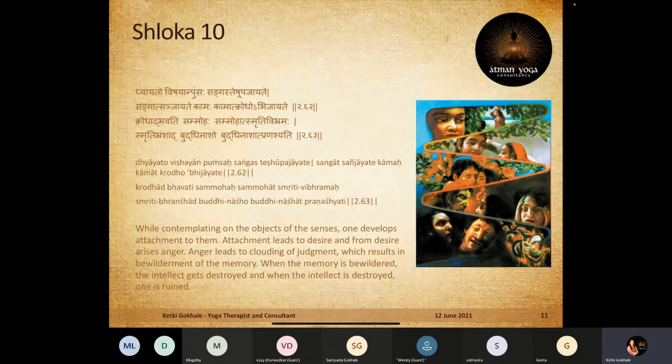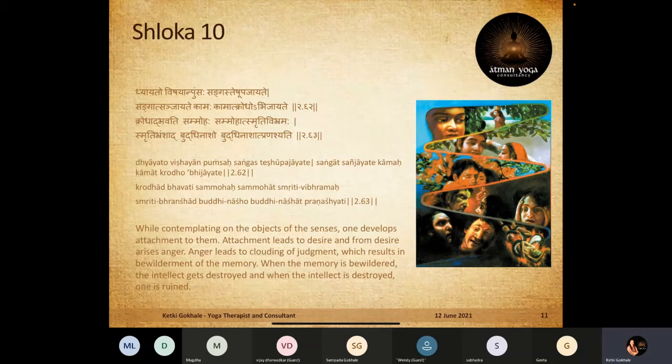So while contemplating on the objects of senses, what an ignorant person does, he contemplates on the object of senses. And a sthita prajna, a yogi, contemplates on only the principle of absolute truth. Because we contemplate on the objects of senses, one develops attachment to them. See, attachment is getting attracted again and again to those objects, to those people, to those situations who are giving you pleasure, happiness. That is raga, attachment, strong likes, strong attachments.